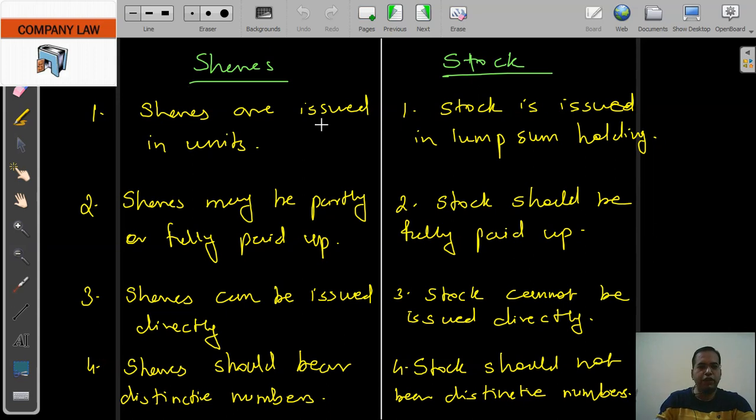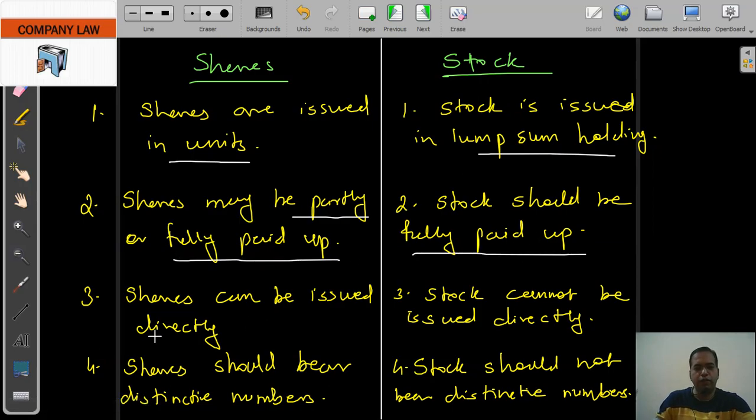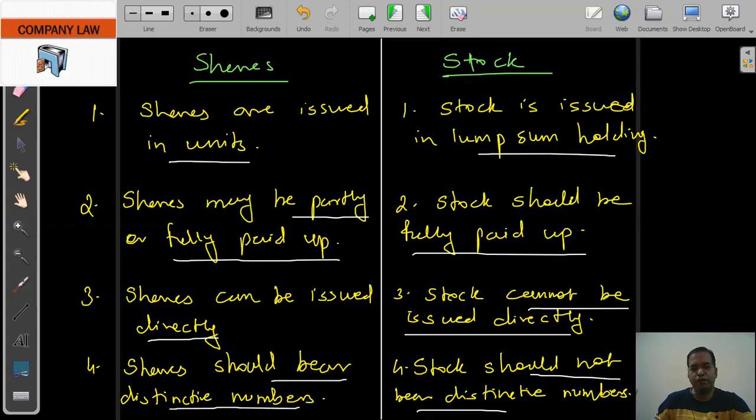So very quickly, just write it down if you want. Shares are units; stock is a lump sum holding. Shares may be partly or fully paid up; stock should always be fully paid up. Shares can be issued directly; stock cannot be issued directly. Shares should bear distinctive numbers; stock should not bear distinctive numbers.